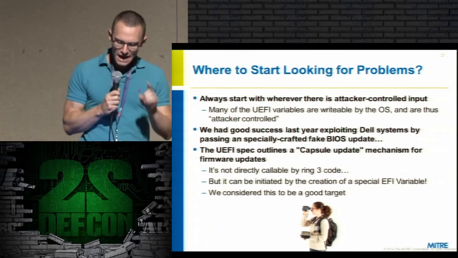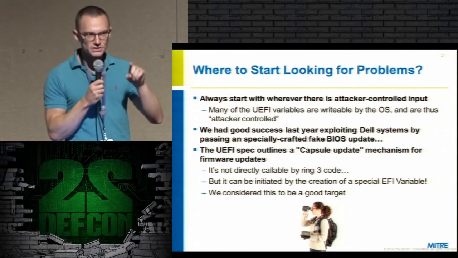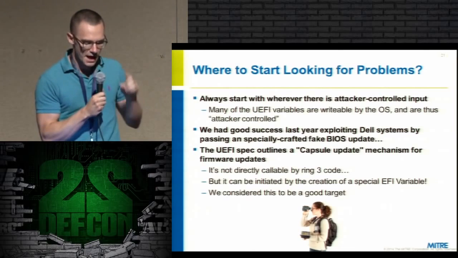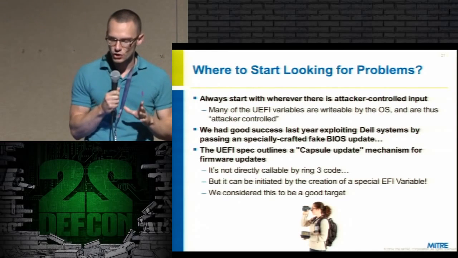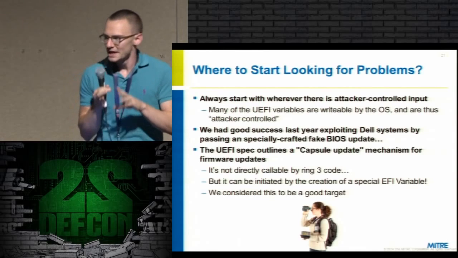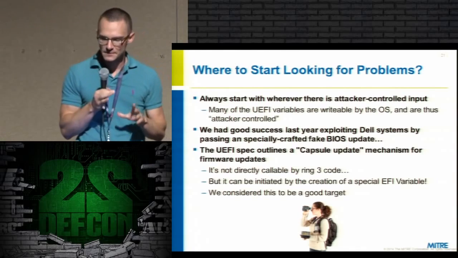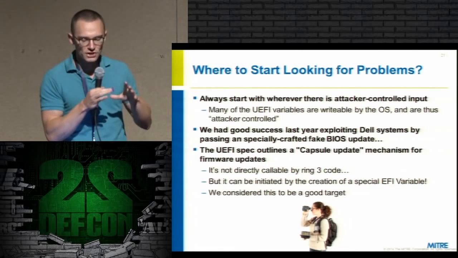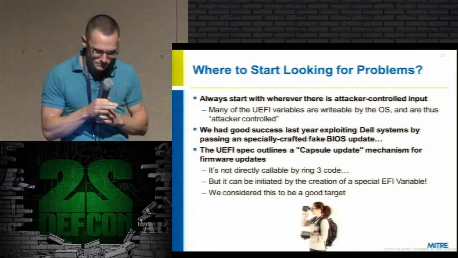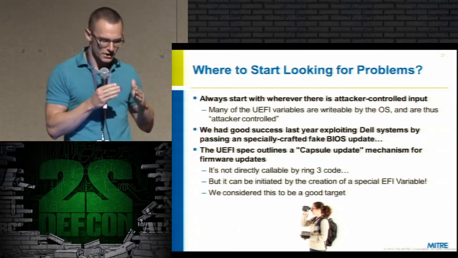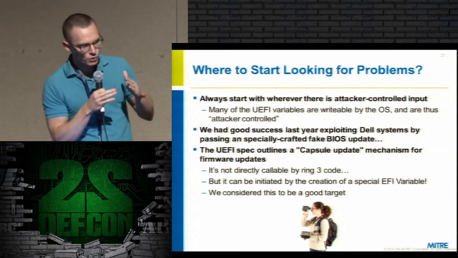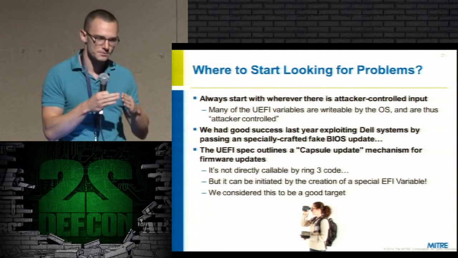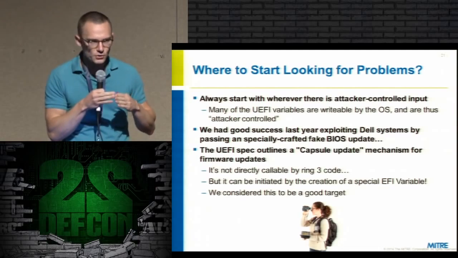Now, this is not directly callable from Ring 3 code, so there is no interface accessible to Ring 3 code in Windows 8 that says start capsule update. However, we found that it could inadvertently be started by creating a special UEFI variable. And if this UEFI variable existed, UEFI would automatically start the capsule process. So even though it's not directly exposed, it is inadvertently exposed. What that means is that we have a very good intersection between what we wanted to look at, UEFI variables, and what we have past experience with, firmware updates. So capsule update, that's good. This is a good first target for attacking UEFI.